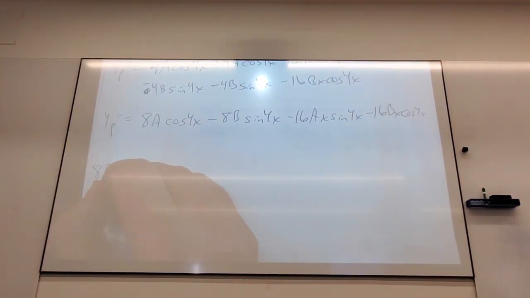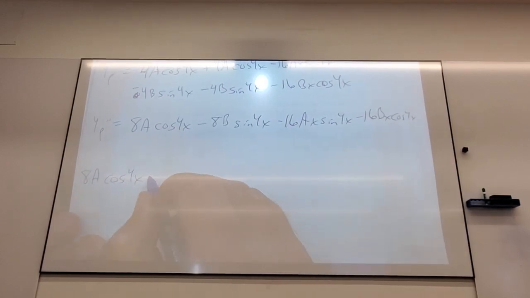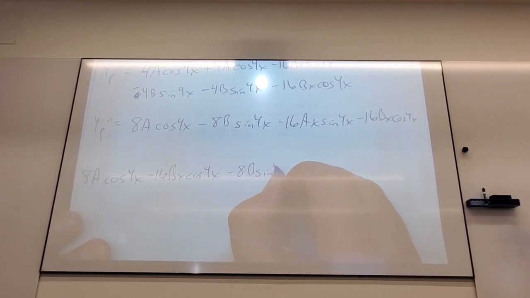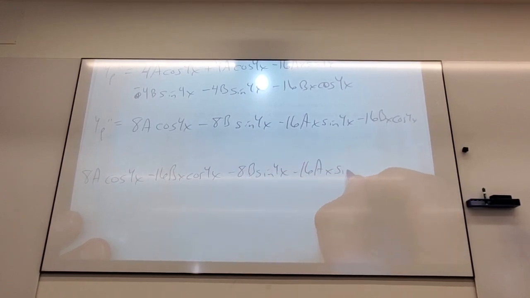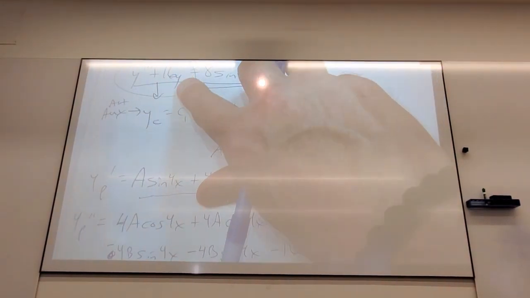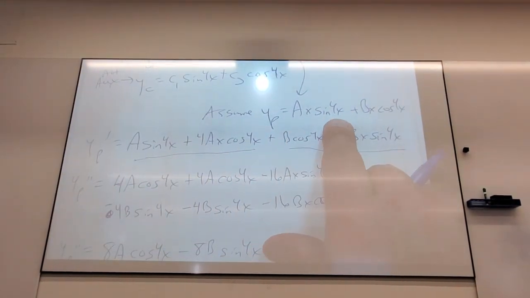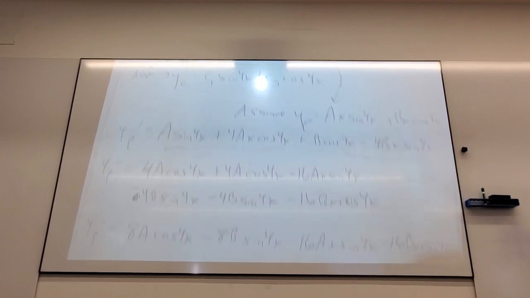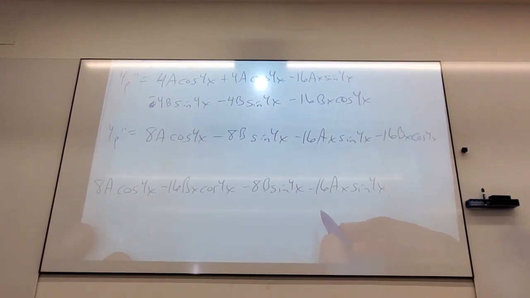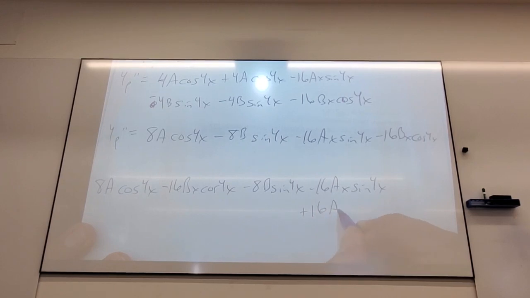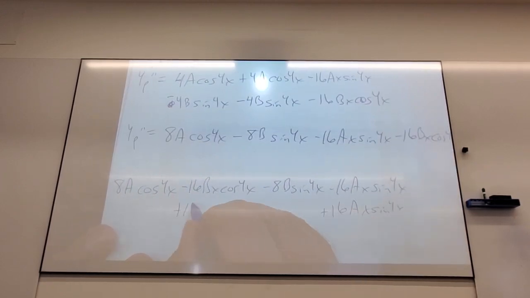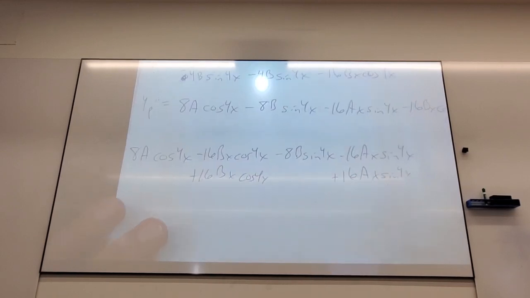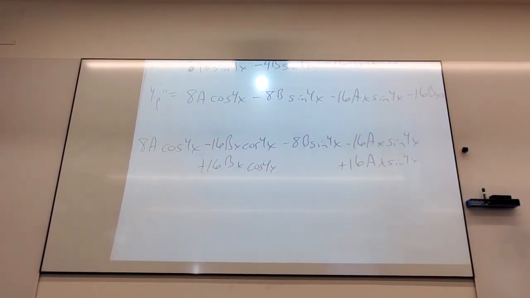So I get 8a cosine 4x. I'm going to put my cosine stuff together, which is what I should have done from the beginning, but too bad for Jeff, we didn't. And then I have to do plus 16 this. So it'll be plus 16ax sine 4x plus 16bx cosine 4x. Let me show you that. It will usually do that, right? Say again? It will usually do that.